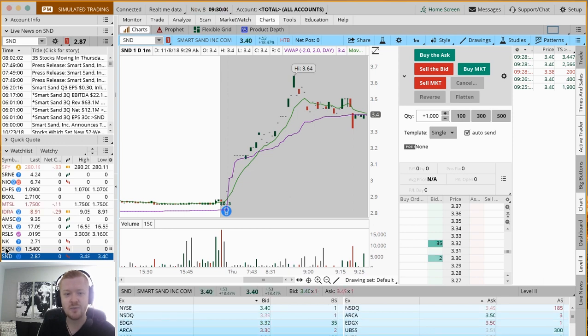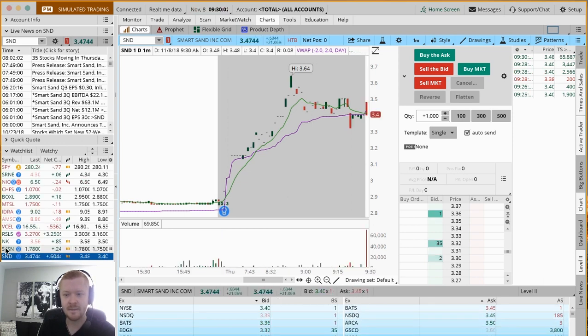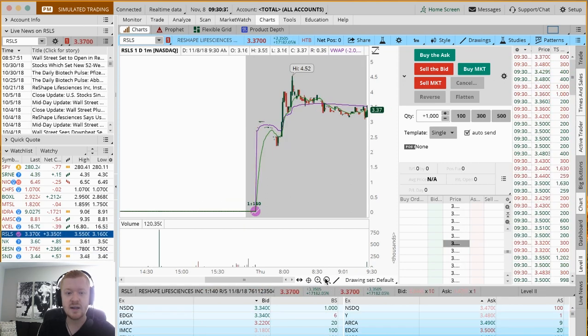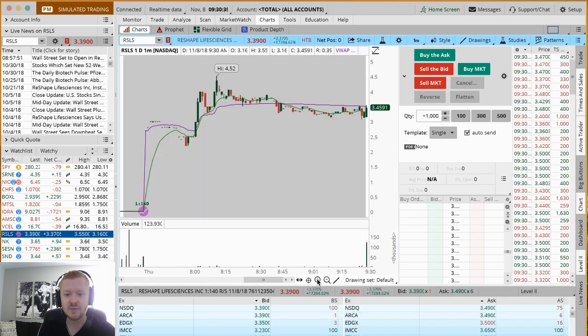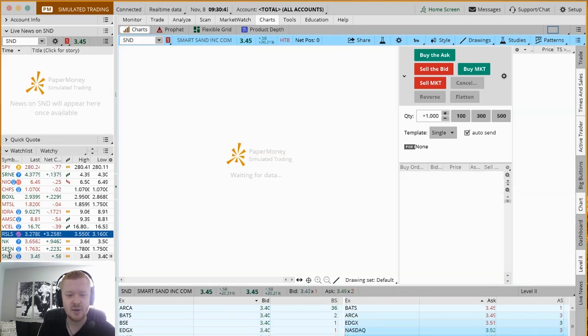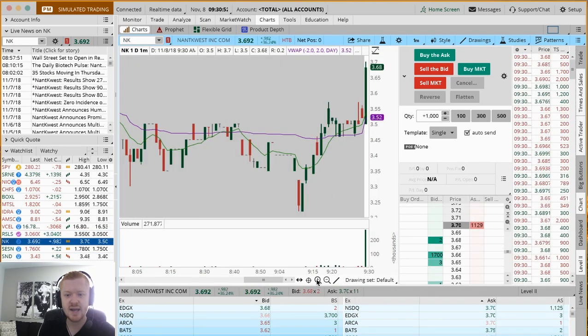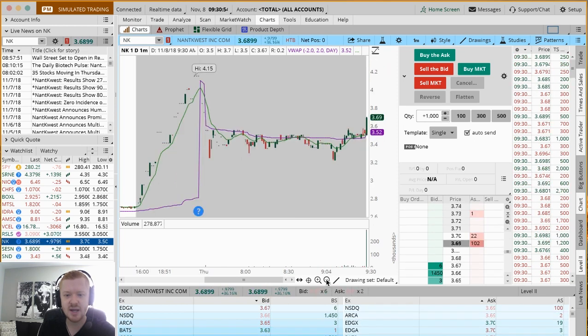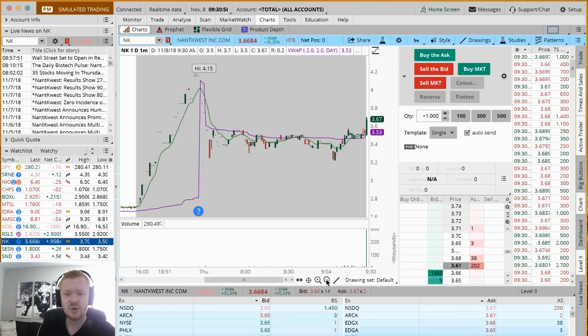Market is now open. Let's see where S&D goes. 65,000 shares somebody just bought. RSLS, this one is a reverse stock split, and it's getting some pretty good activity right now. I don't imagine this one's going to be taken off, to be honest. NK is actually trying to get this morning spike. We'll see how this one does.